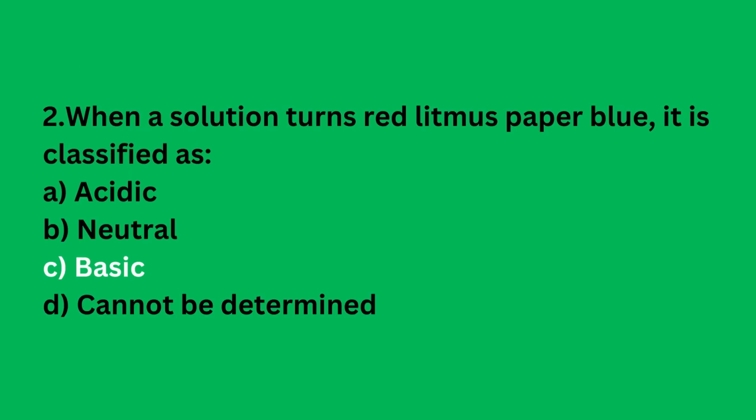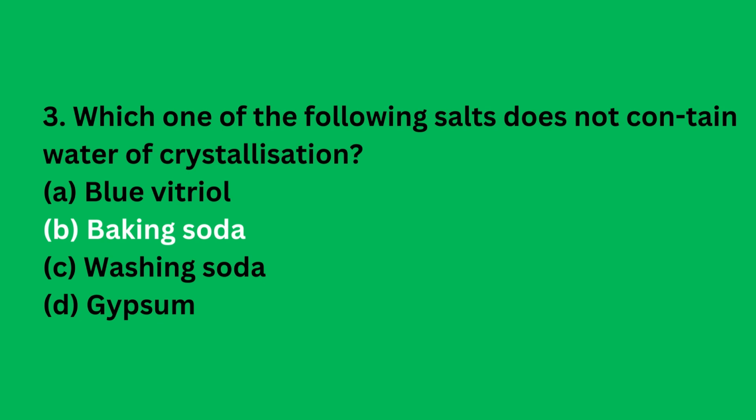2. When a solution turns red litmus paper blue, it is classified as A. Acidic. B. Neutral. C. Basic. D. Cannot be determined. Answer is C. 3. Which one of the following salts does not contain water of crystallization? A. Blue vitriol. B. Baking soda. C. Washing soda. D. Gypsum. Answer is B.